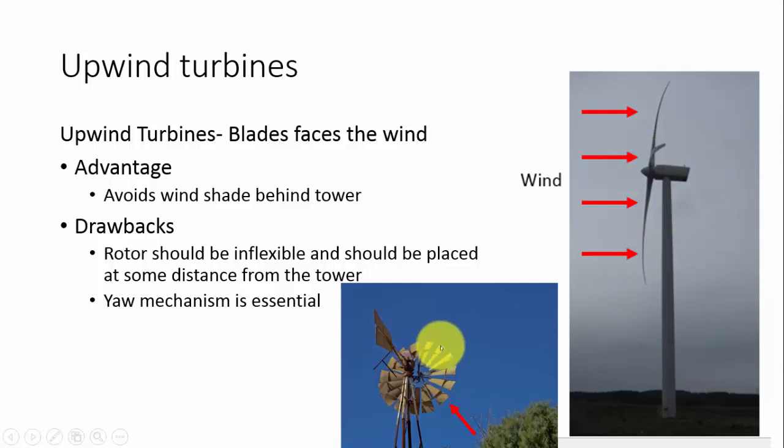The yaw mechanism is simply made by a tail arrangement. Here you can see the tail arrangement. This tail arrangement keeps the whole set of turbine blades facing opposite to the direction of the wind. And this yaw mechanism is also taken care of by electrical drives in recent turbines. So the yaw mechanism is essential in upwind turbines, whereas in downwind turbines this is not essential.